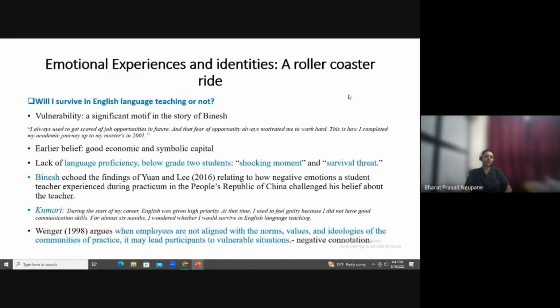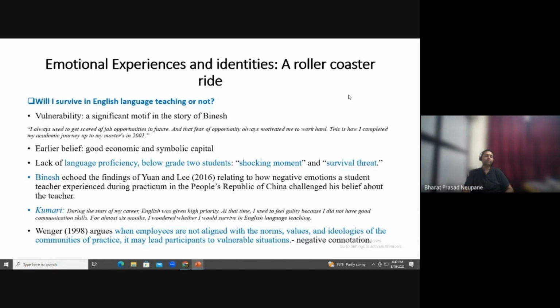Even I have a similar kind of experience. During the formative phase of my career, I had to struggle a lot to develop my language proficiency. So from these stories, we came to know that English teachers can be vulnerable when their initial beliefs are questioned, or when they don't have enough skills and knowledge, particularly language proficiency, language skills. They feel so vulnerable. That's typical of English language teachers, right?